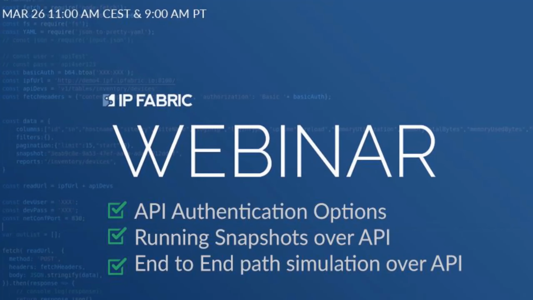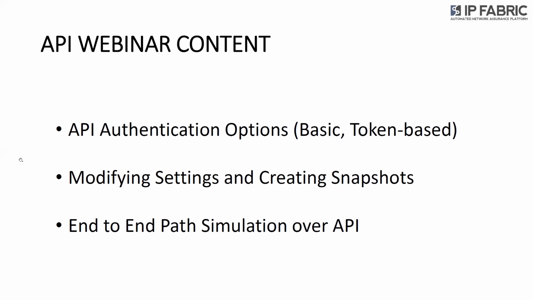So let's go just through a couple of slides at the beginning. And after we finish the slides, we will jump into the console, and I will show you practical examples of how to use the IP Fabric's API. The first is going to be about how to authenticate. The second part of the IP Fabric webinar will be about how to modify settings and create a minor snapshot with different settings from the API.